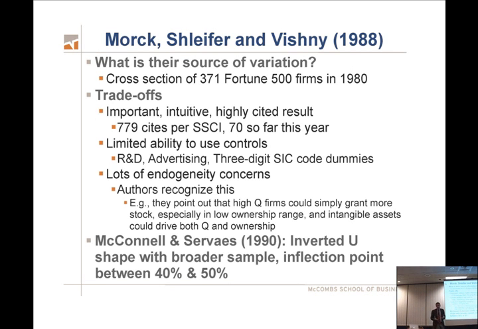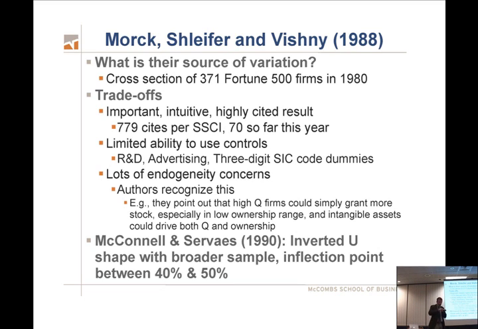So what are they doing? What variation are they using? They're using one cross-section. Their cross-section of data is 371 Fortune 500 companies in 1980. But they're going to use the entire cross-section, all the cross-sectional variation in the data. Well, the trade-offs: it's an important, intuitive, and very highly cited result, right? We all probably know that paper, have heard about it, and read it to varying degrees. I looked before I was doing the talk, 780 cites on Social Sciences Citation Index, and it's timeless in some sense, 70 so far this year, right? So it's a huge, important paper with an important result.